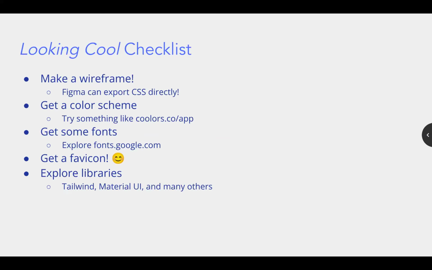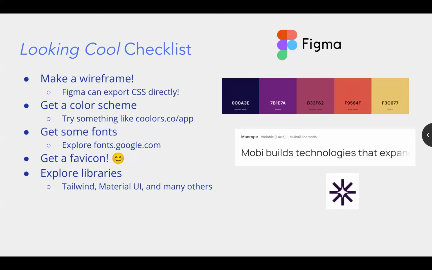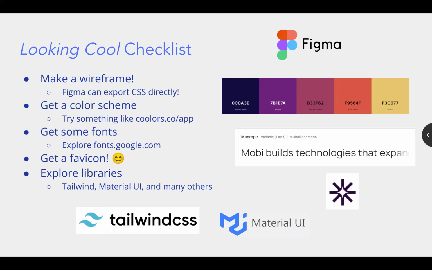And lastly, I have one extra checklist for styling. So obviously the first step to styling is having an idea of what you want the styles to look like, and making a wireframe helps you a lot with that. And there's actually a feature that lets Figma export CSS directly, so you can use that to not have to write as much CSS. So Figma's really good. You can use something like coolers.co or other apps like that to generate color schemes. You can explore fonts on Google Fonts. You get a favicon, which is the little icon, like when you have a new tab. And there's plenty of other styling libraries that you might think of using. So there's just a couple here, but there's plenty more resources.